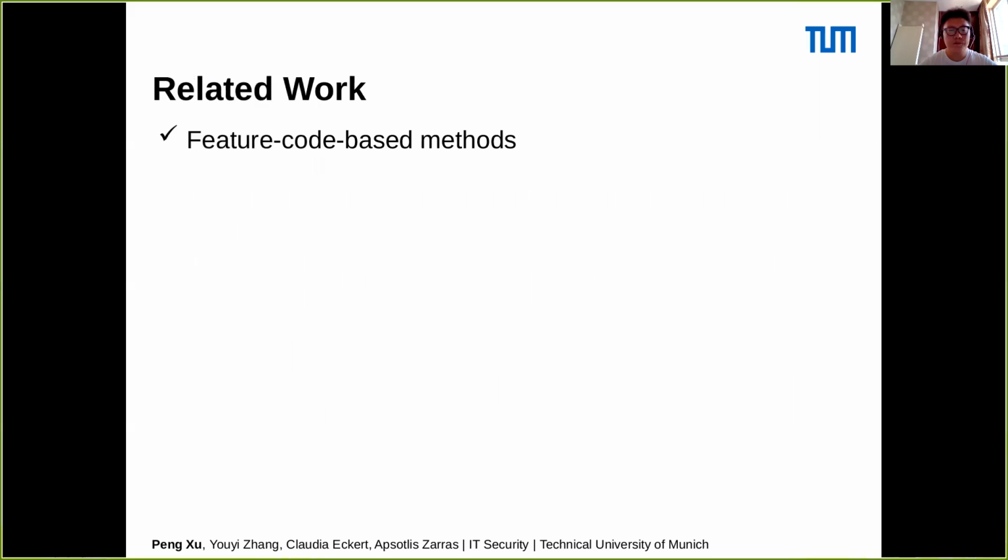For the related work in the malware detection history, we use the feature code, which is a unique code for each malware sample. But the disadvantage is for unseen malware, we cannot get the feature code in advance. So that means we cannot detect unseen malware with this type of methodology.